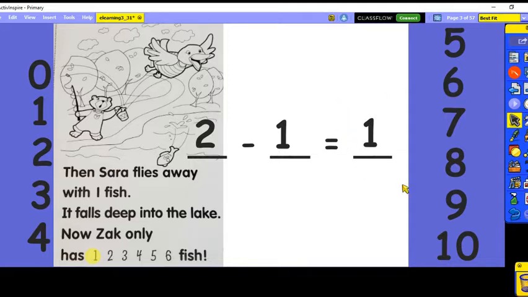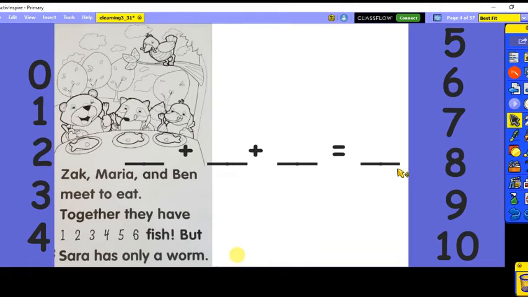Remember, the answer when we subtract is called the difference. 2 minus 1 equals 1, and our answer always gets smaller. Okay, so this is a little bit different. Let's look at our last page.